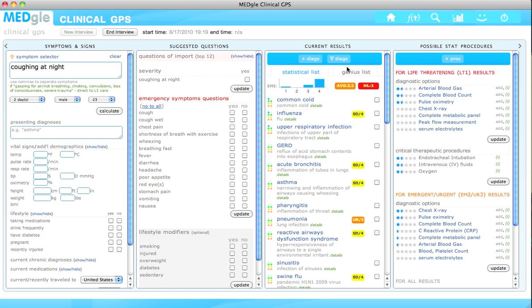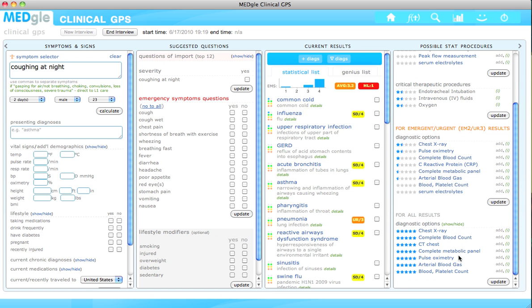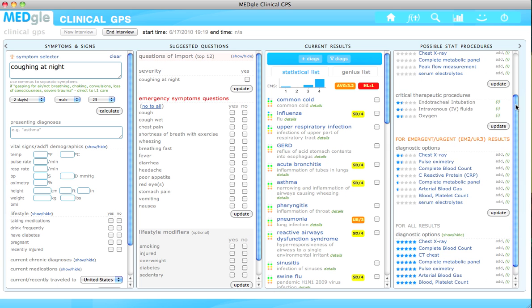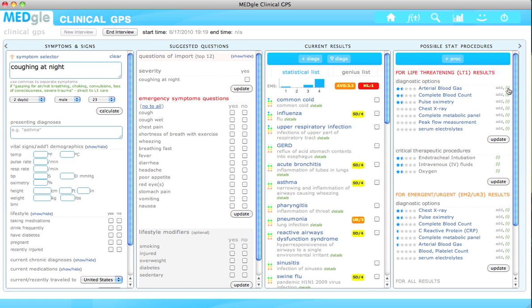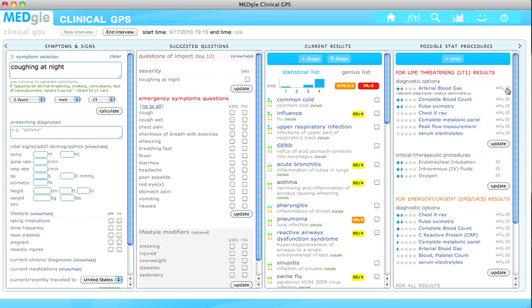Then we have here the genius list, which we'll get to later, which talks about the types of diagnoses that one needs to definitely consider because they are life-threatening. And now on this column, what we see are the potential tests that we may need to do to rule out our life-threatening issues, our emergent issues, and then all the other potential options. In this column, we can understand why something might be there.